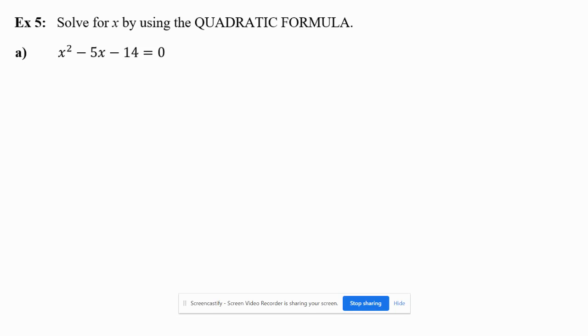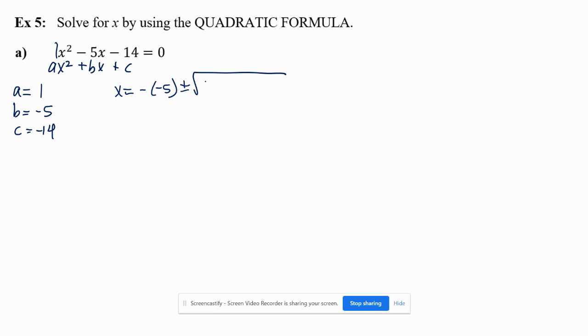All right, example 5 says solve for x by using the quadratic formula. So we want to make sure that it's in standard form: ax squared plus bx plus c. It is. So then I would identify my a, b, c values. A is 1, the coefficient, right? B is negative 5. C is negative 14. So we're going to plug that in. The formula is x equals negative b, so negative 5, plus or minus the square root of b squared, so negative 5 squared, minus 4 times a, which is 1, times c, which is negative 14, all divided by 2 times a, which is 1.